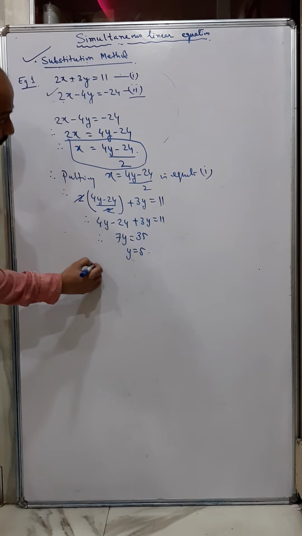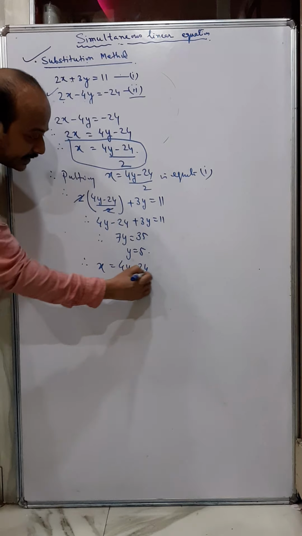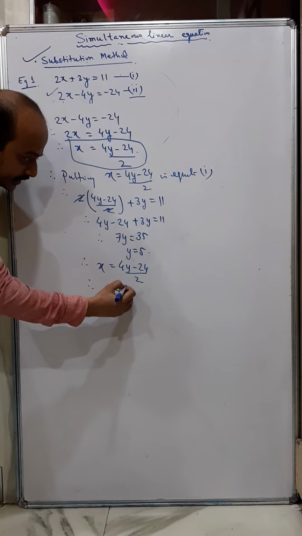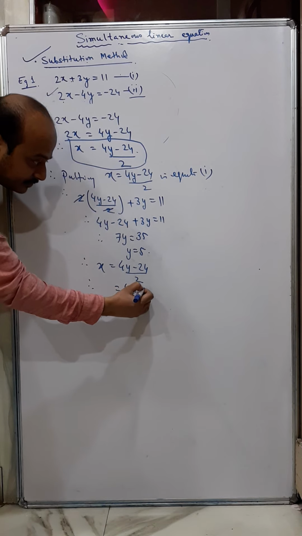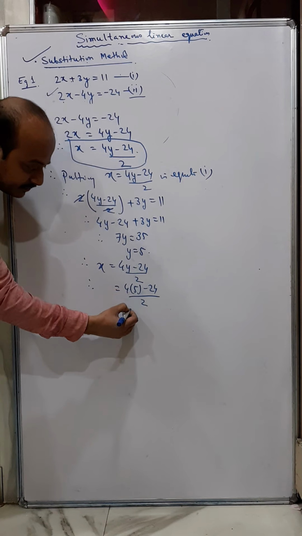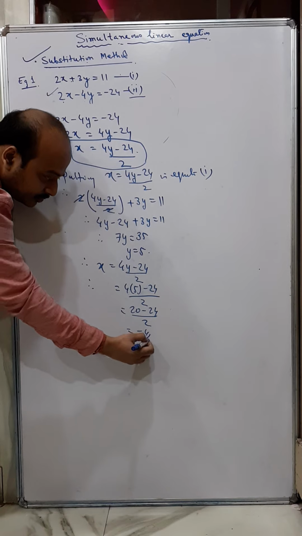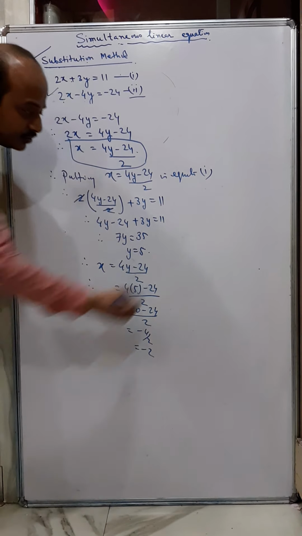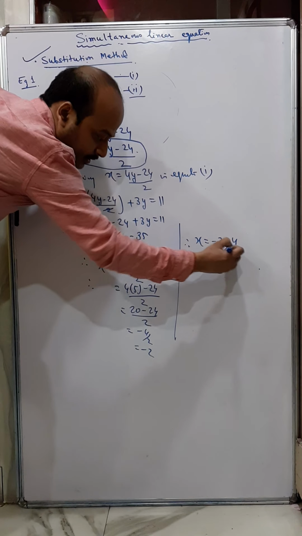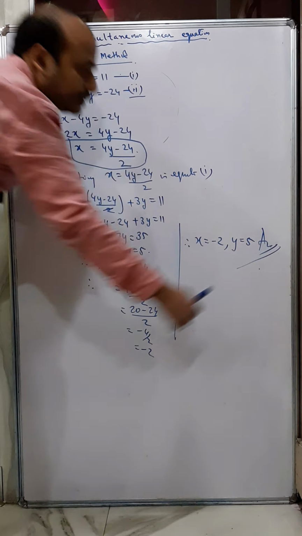We'll get the value of x. So now, we know that x equals (4y minus 24) by 2, and therefore it is (4 into 5 minus 24) by 2. So I get (20 minus 24) by 2, which is minus 4 by 2, and finally the answer is minus 2. Therefore x equals minus 2 and y is equal to 5, and that is the answer. Okay, understand?